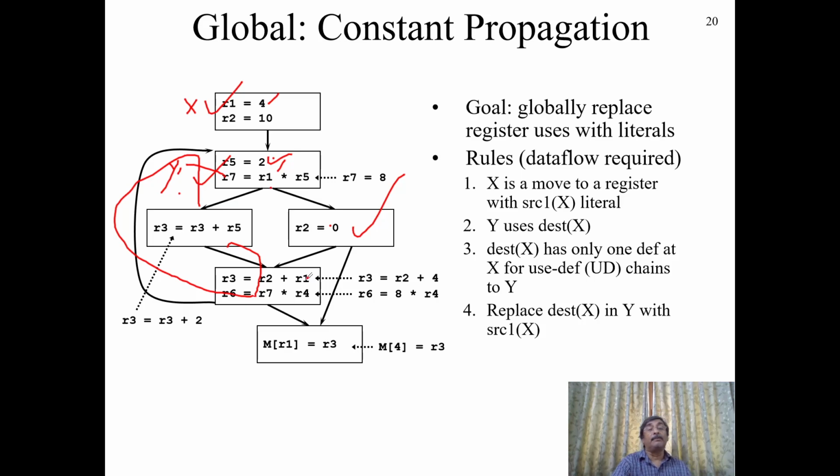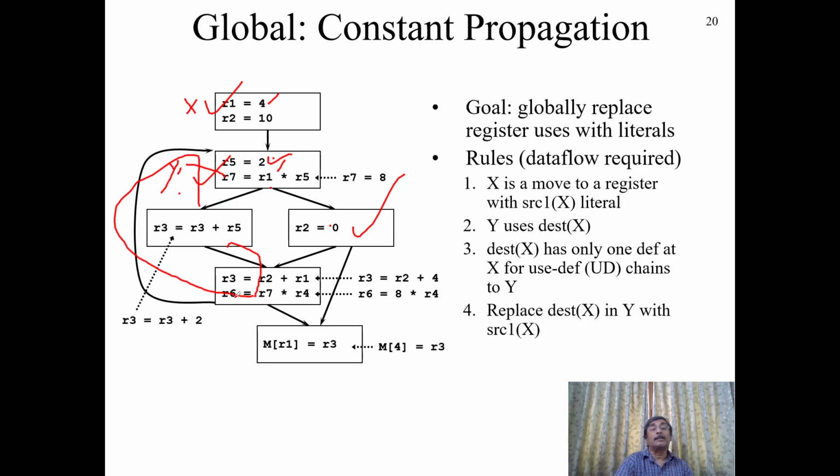So R3 becomes R2, I mean 0, plus R1, and R1 is 4. So R3 is R2 plus 4. That's right. And then R3 becomes here R3 plus 2.